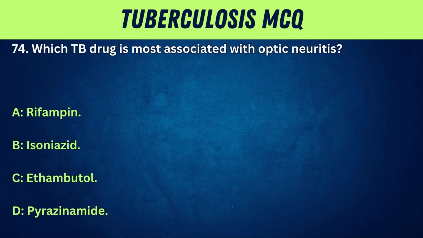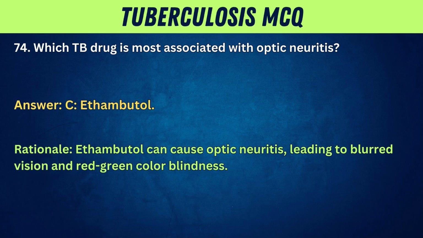74. Which TB drug is most associated with optic neuritis? A. Rifampin. B. Isoniazid. C. Ethambutol. D. Pyrazinamide. Answer: C. Ethambutol. Rationale: ethambutol can cause optic neuritis, leading to blurred vision and red-green color blindness.